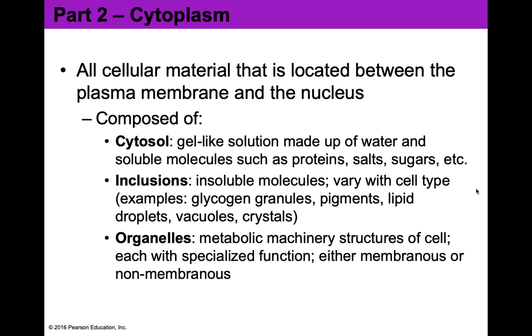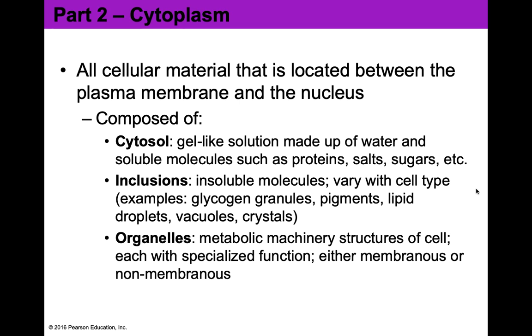So the cytoplasm is kind of encasing all of our cellular organelles. It's the material that's located between our plasma membrane, which we just talked a lot about, and the nucleus, which is the control center, the brain of your cell. So the cytoplasm is composed of cytosol, inclusions, and organelles.